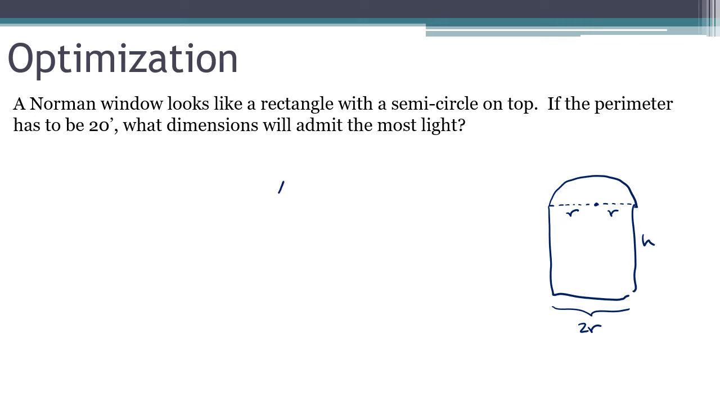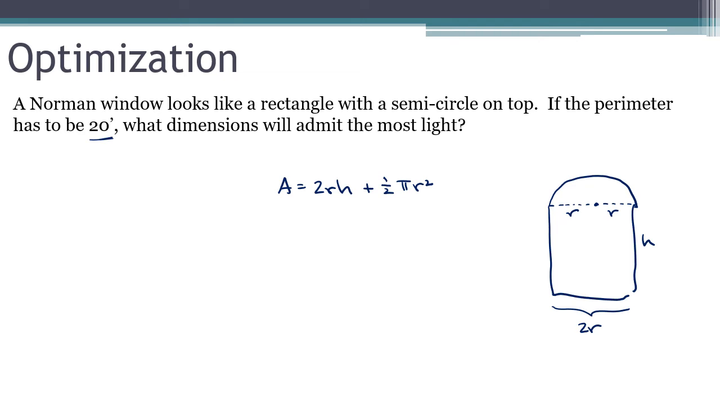The area of this thing is 2RH, the area of the rectangular piece, plus half the area of a circle, because we only have half of it up there on top. So it's going to be 1/2 pi r squared. Well, that's good. Now I need my constraint, something that's going to use this 20 feet here.